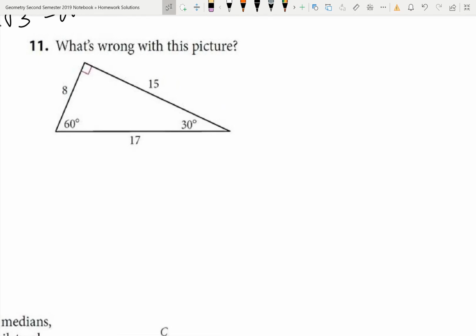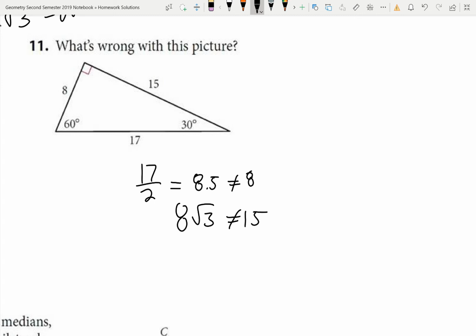Number 11, what's wrong with this picture? Well, a 30, 60, 90 triangle must have sides whose lengths are multiples of 1, 2, and root 3. The triangle that's shown does not reflect this rule, right? Because 17 divided by 2 equals 8.5, which is not equal to 8. So we can see that it doesn't follow. And for example, also 8 root 3 is not equal to 15, which it should be. So the sides are not multiples.